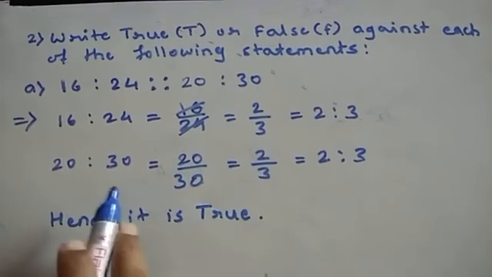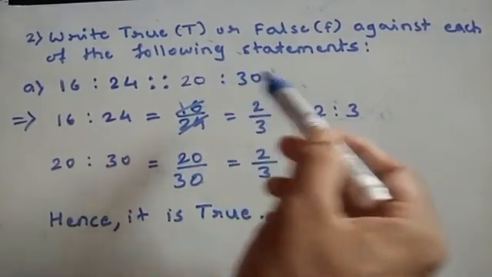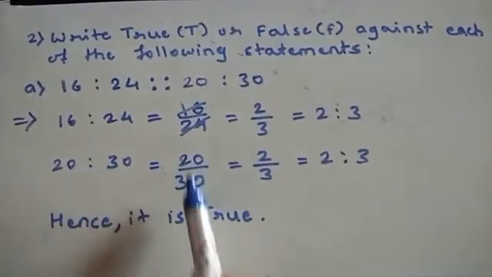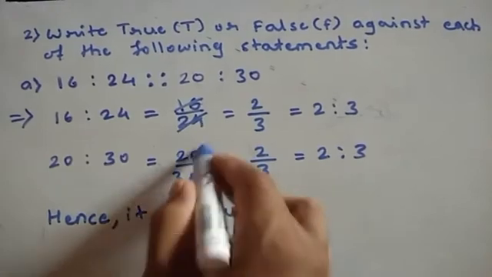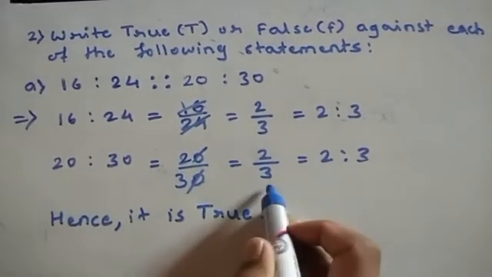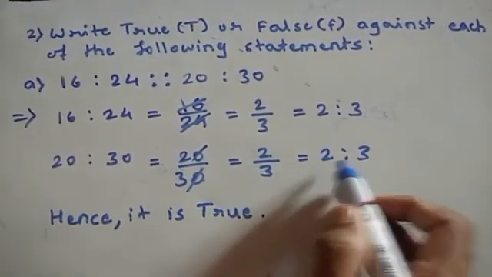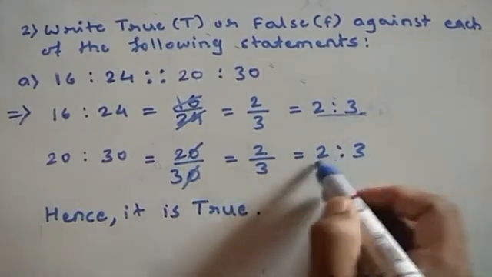Then next, the next two terms, 20:30, that we also take as 20/30. Now here the 0s get cancelled, only 2/3 remains. Now that we can write as 2:3. Now here we can see both the ratios are the same.